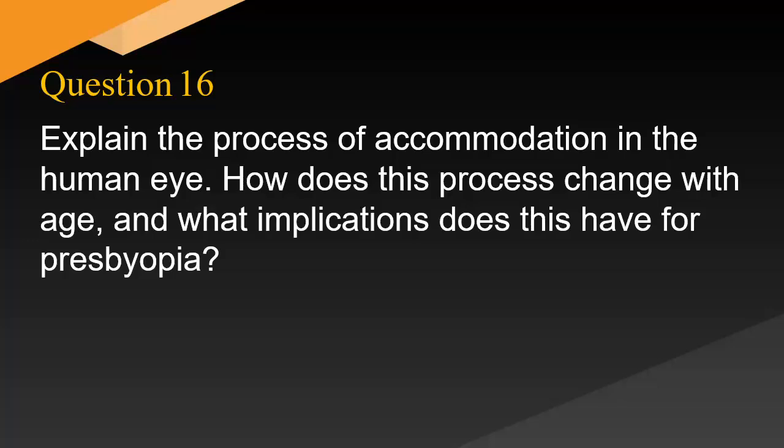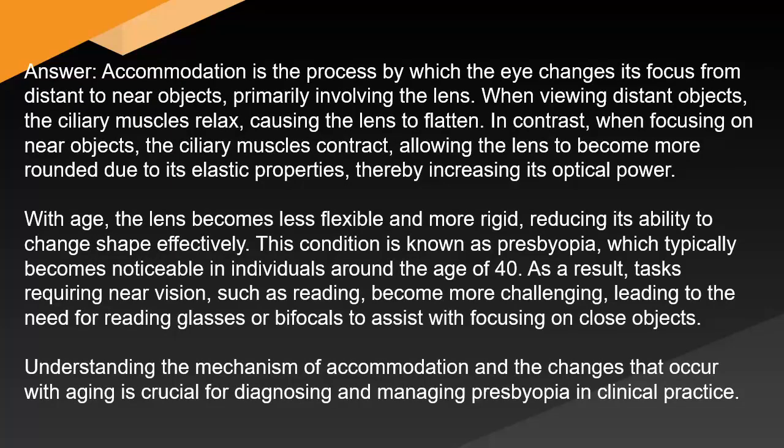Explain the process of accommodation in the human eye. How does this process change with age, and what implications does this have for presbyopia? Answer: accommodation is the process by which the eye changes its focus from distant to near objects, primarily involving the lens. When viewing distant objects, the ciliary muscles relax, causing the lens to flatten. In contrast, when focusing on near objects, the ciliary muscles contract, allowing the lens to become more rounded due to its elastic properties, thereby increasing its optical power.